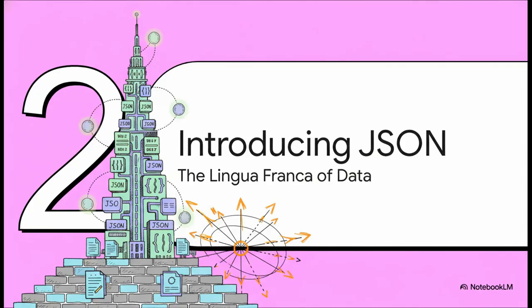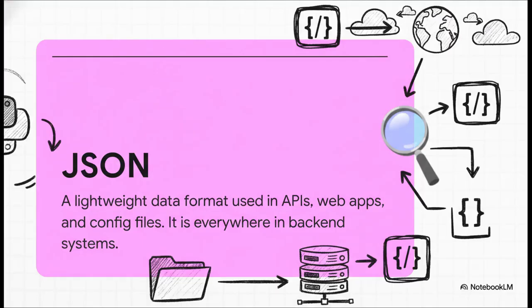Okay, with that foundation in place, we are ready for the main event, JSON. Look, if basic file handling is the concrete foundation, then JSON is the skyscraper you build on top of it. It is the universal language of data on the modern web. JSON stands for JavaScript Object Notation.